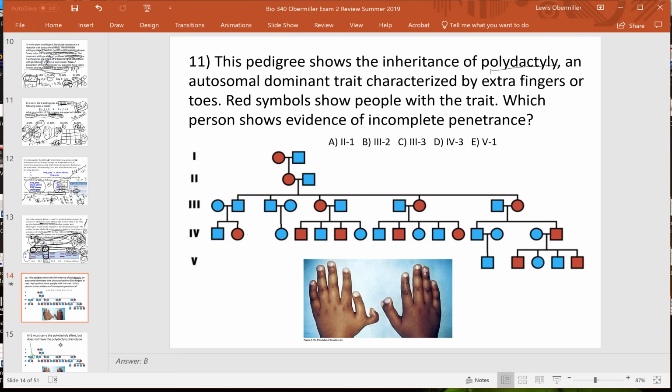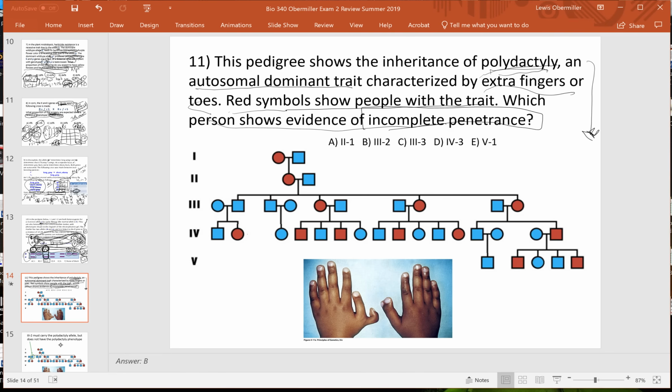Polydactyly. So we know that it has variable penetrance and variable expressivity. It's autosomal dominant. And then we talked about this in Extra Fingers and Toes. Red symbols show people with the trait, which person shows evidence of incomplete penetrance?